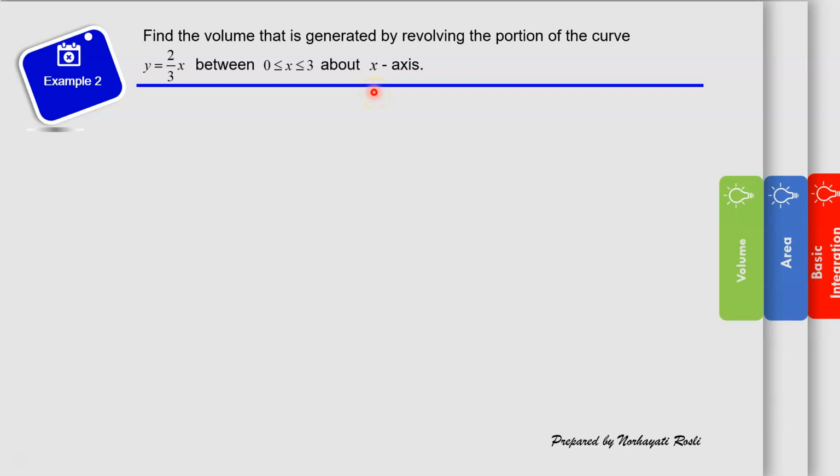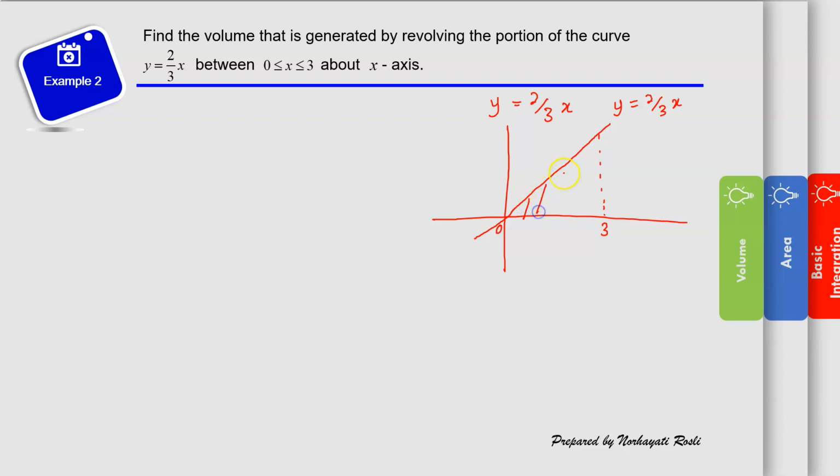What we need to do here, we have this function y equals 2 over 3 x. If I plot this function, it is just a straight line with positive slope. Okay, this is our y equals 2 over 3 x. So class, this volume, we need to compute it between x equals 0 up to 3. Let's say here is 3. It means that the area of the shape is given by this area.